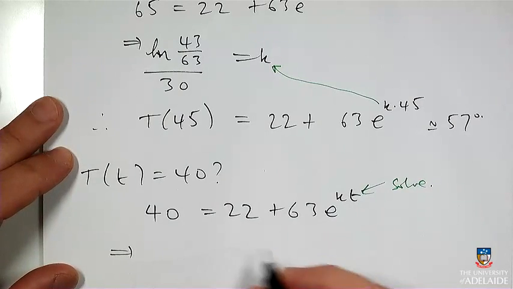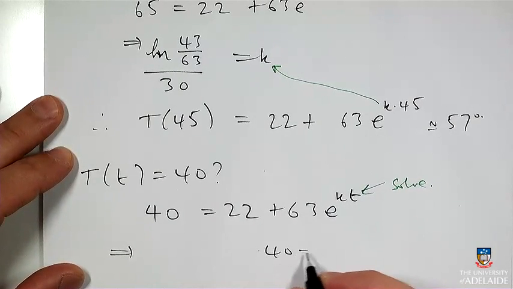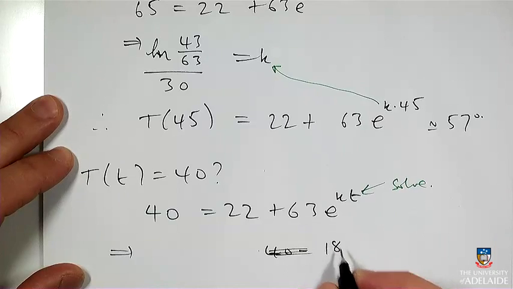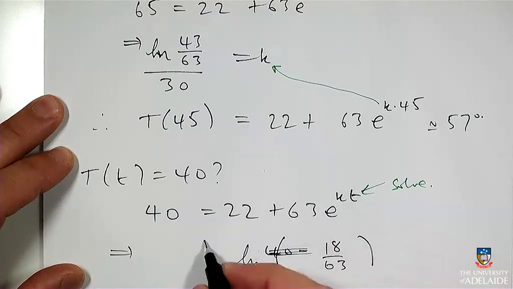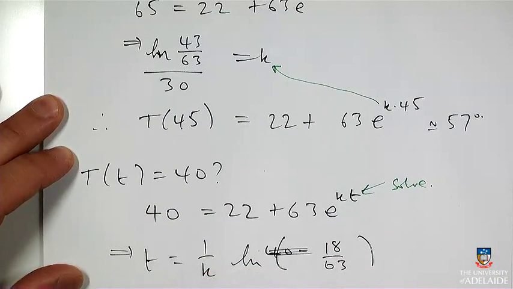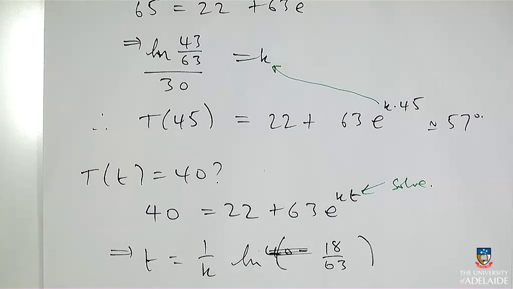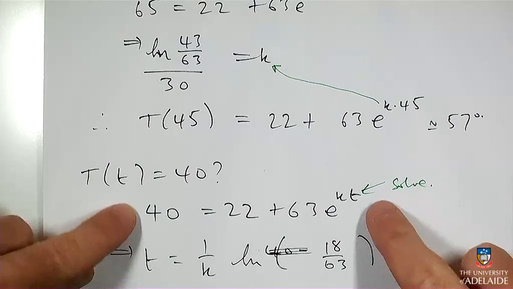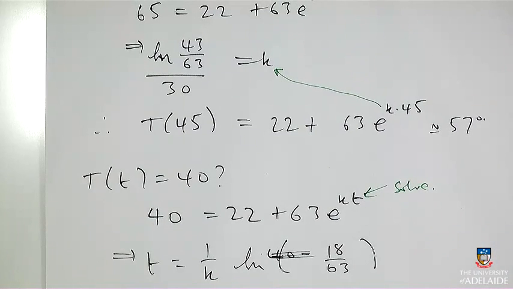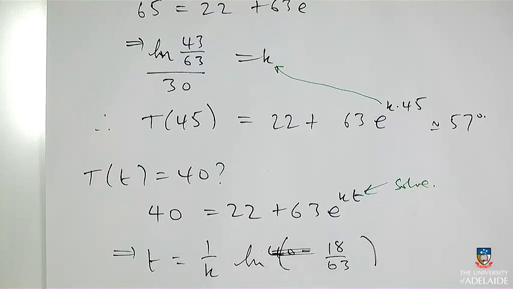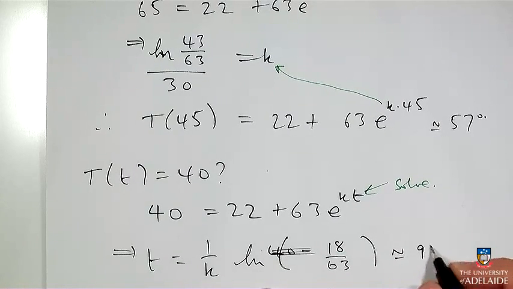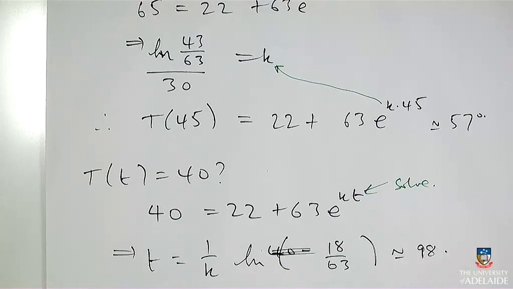So this tells us that if you do 40 minus 22, which is 18, and you divide by 63, and you take a log, right, to get kt, and you do 1 on k, that will be t. Sorry, that's a little bit quick. Just go through that calculation a bit more slowly. I just rearrange this for t. Right, k is a number, whatever it is. If you put this into your calculator, you should end up with about 98 minutes.